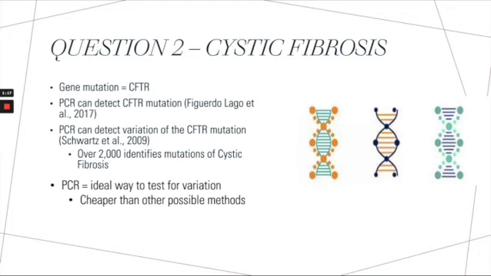Using PCR to identify what form of cystic fibrosis someone has is honestly the best way to do it, as it is cheaper than many other methods, and that's because PCR requires such a small amount of DNA, and the amount of primers, buffers, and enzymes needed is so little, it's much cheaper in comparison to a lot of other genetic testing methods. And because we have been able to identify 2,000 mutations of cystic fibrosis, PCR is very successful in being able to determine what form of cystic fibrosis someone might have.